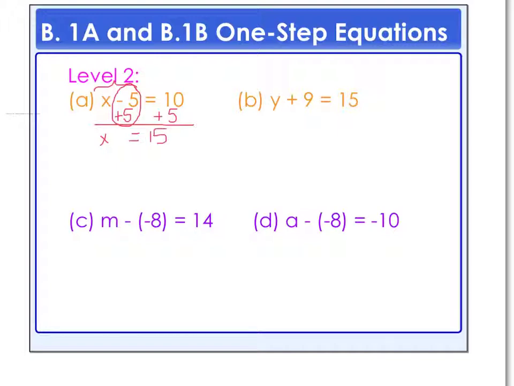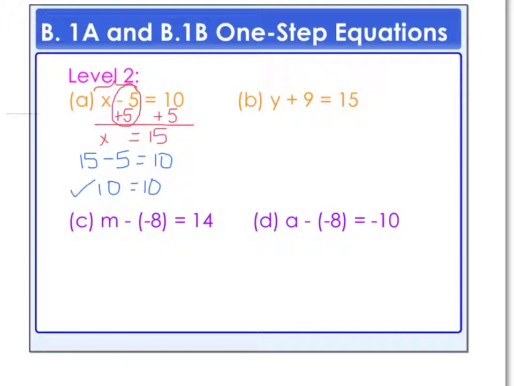Now the great thing about equations is you can always check. So what you do is you take your answer and you plug it into the original equation. So instead of x, I'm going to use 15 minus 5 and check to see that equals 10. And since 15 minus 5 equals 10 and 10 equals 10, we know that we did that problem correctly.